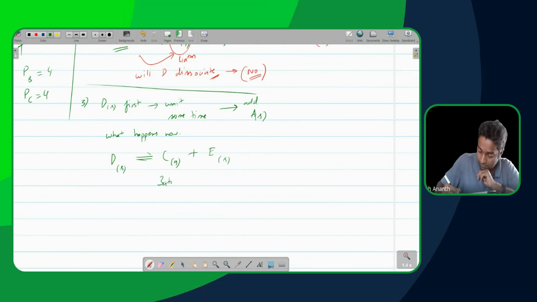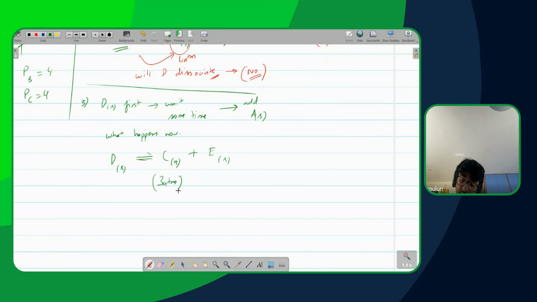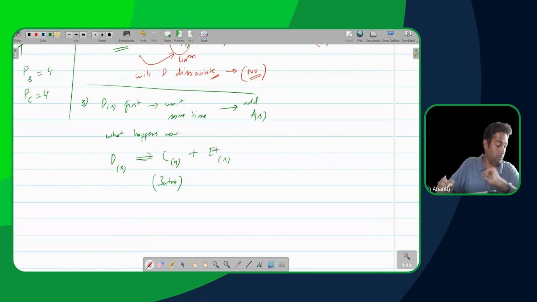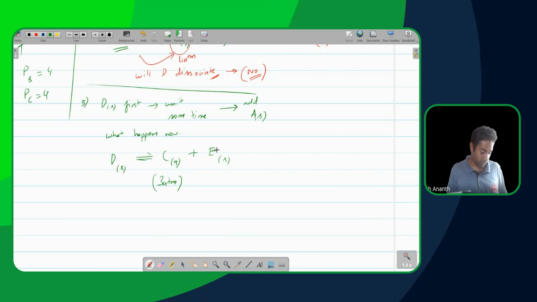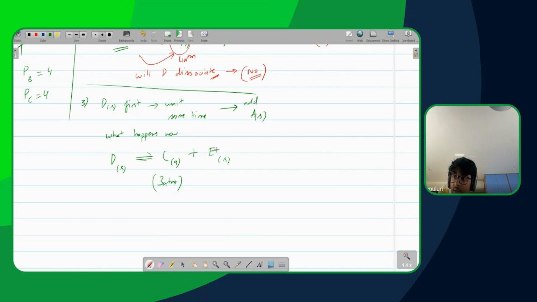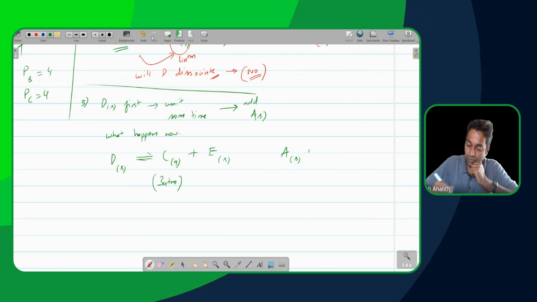Once the A is added, what will happen? The A will dissociate. Okay, all right. So if the A dissociates, what will happen? That means Q is less than K equilibrium. That means more B and C will form. That means D will become... You get your question now as to where it is going to be going.